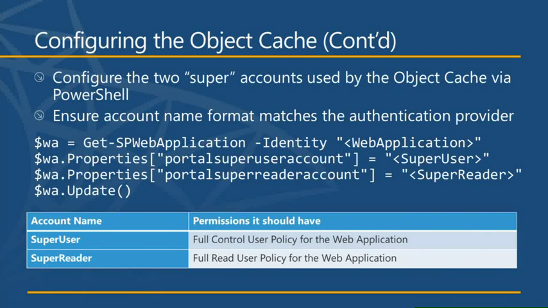So once we've done that, we'll then assign a web application policy to each of those accounts. So the super user gets full control and the super reader gets full read. And then once all that's done, then our object cache will actually be having an effect for us. So whilst it's true that we don't need to turn it on, we must configure this for us to get the benefit.